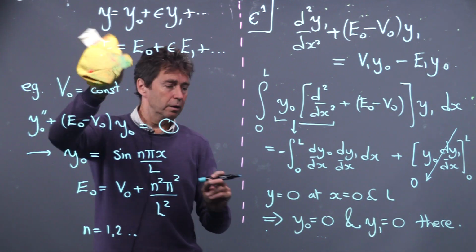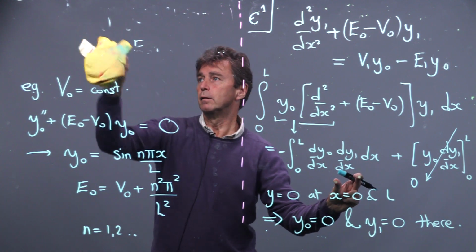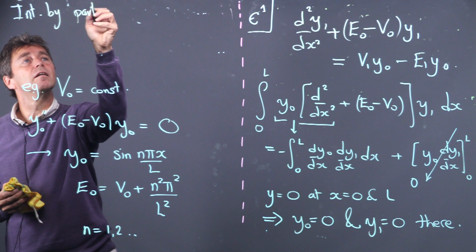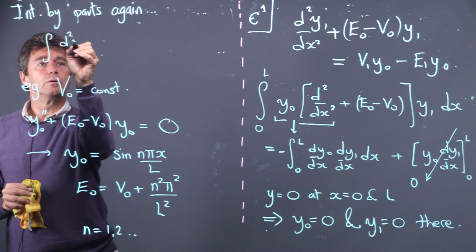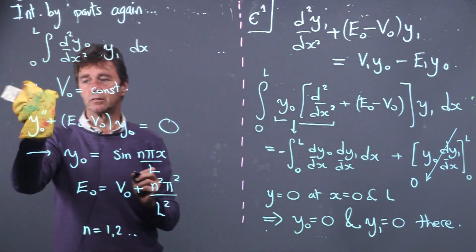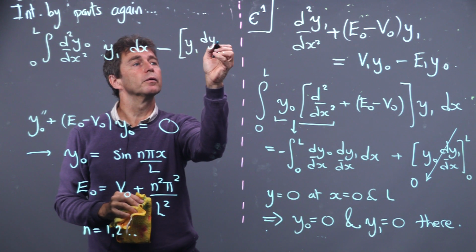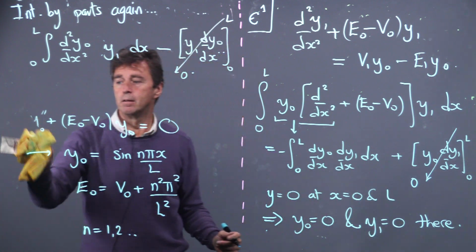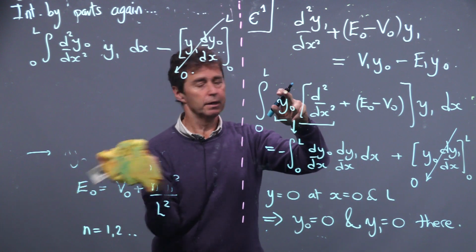So I'm going to integrate by parts again. So now I'm going to integrate this. That will leave me with the y1 term. So integrating by parts again, I get d2y0 by dx squared times y1 dx from 0 to L. That's the integral term. And then there's another boundary term, which is minus y1 dy0 dx between 0 and L. But that's 0 again because of this. So this operation of multiplying by y0 and integrating now gives me the following.